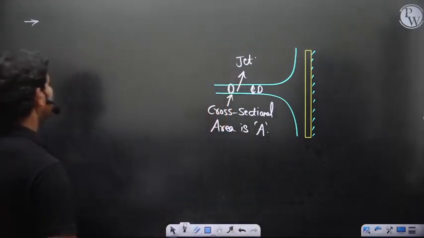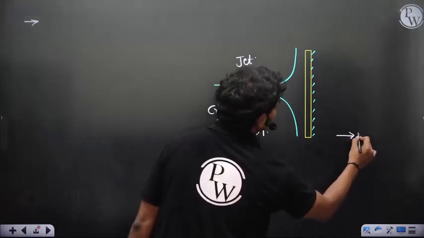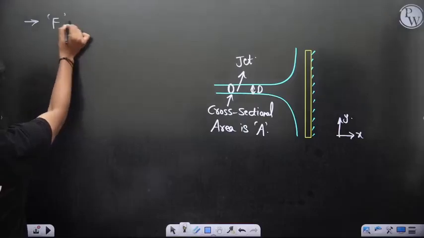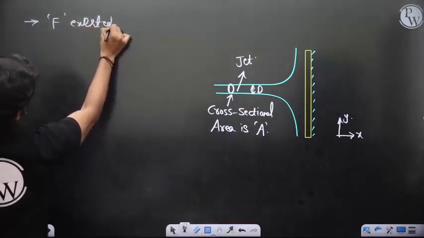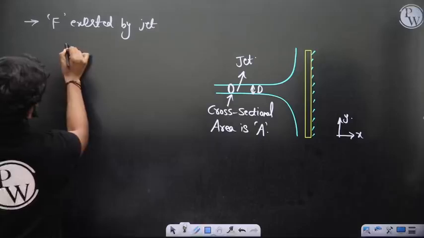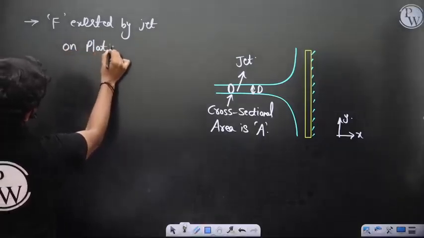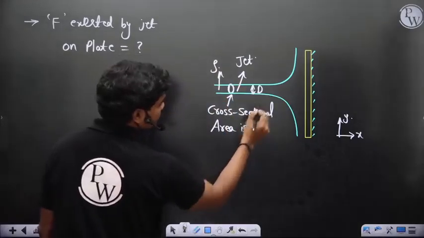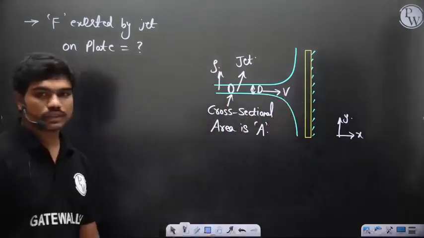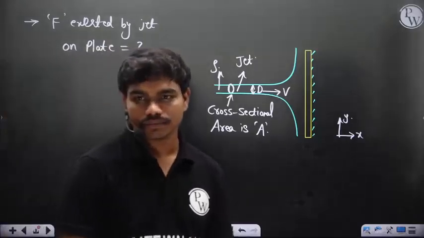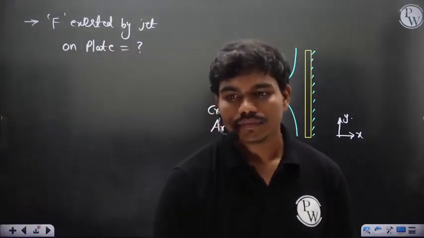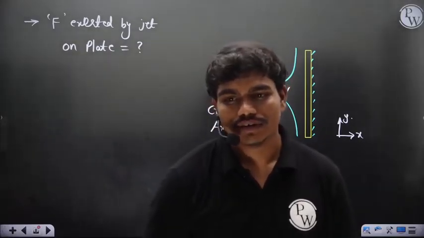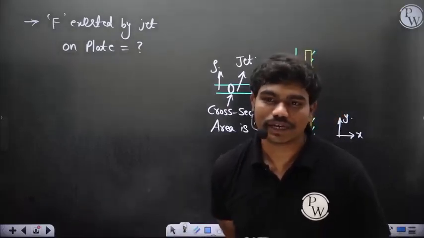Okay, so if I ask this, suppose I set up the coordinate system x y, then the force exerted by the jet on the plate, how much will this be? Tell me. This is rho, density of the fluid is rho, cross sectional area of the jet is A, and let's say this is going with velocity v. Then what is the force acting on this plate? MROF minus MRIF. Okay, normally whatever the answer finally you want to say, you can say.